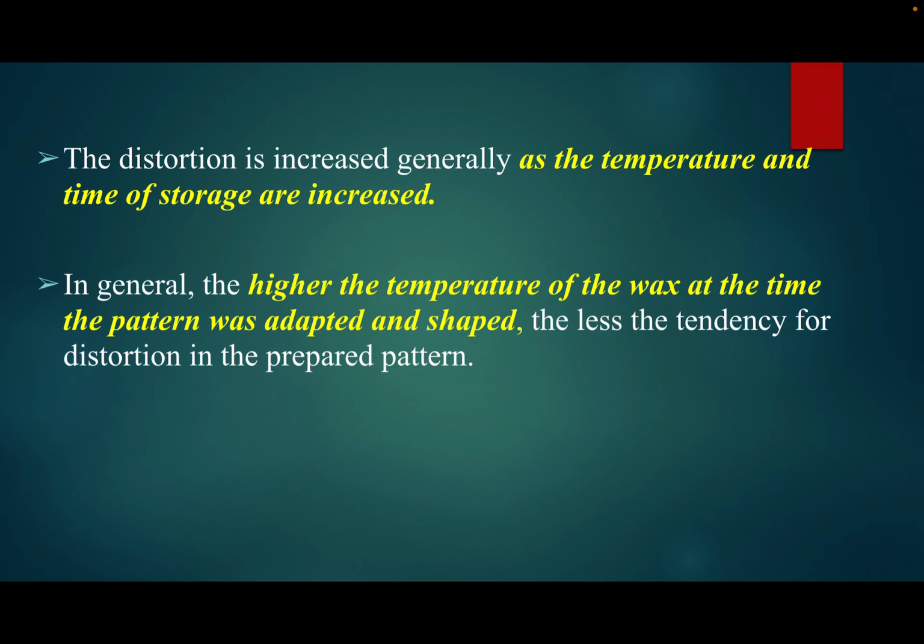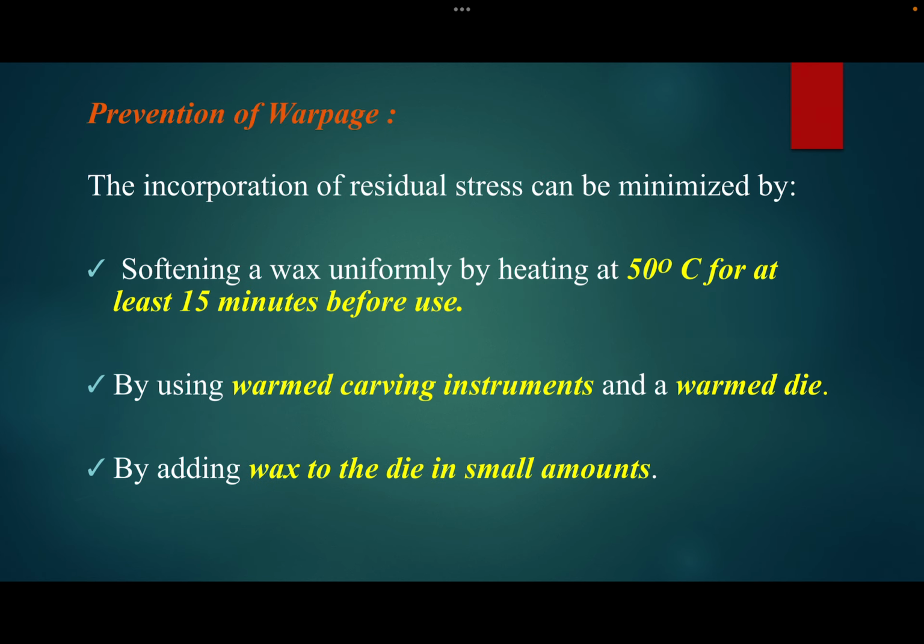In general, the higher the temperature of the wax at the time the pattern was adapted and shaped, the less will be the tendency for distortion in the prepared pattern. Prevention of warpage. The incorporation of residual stress can be minimized by softening the wax uniformly by heating at 50 degrees Celsius for at least 15 minutes before use, or by using warmed carving instruments and a warm die, or by adding wax to the die in small amounts. So these are all the properties of inlay wax.